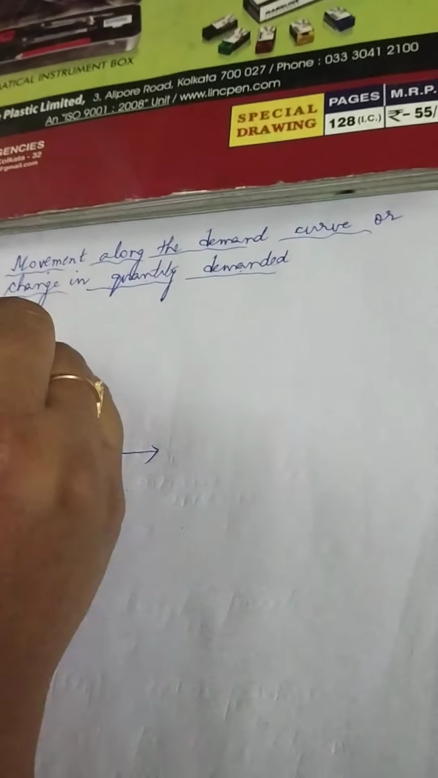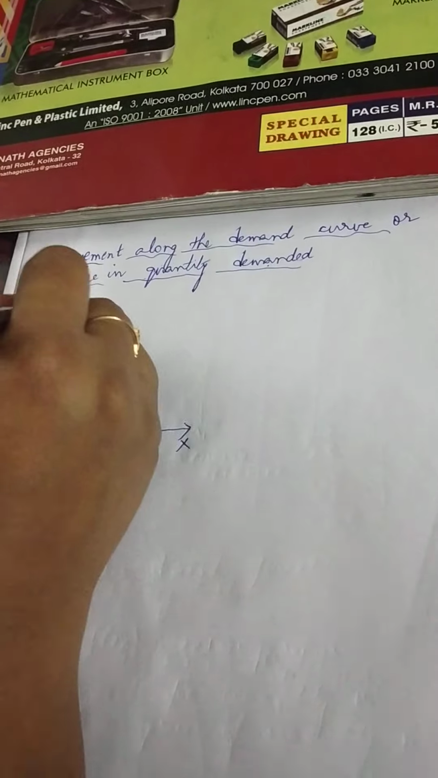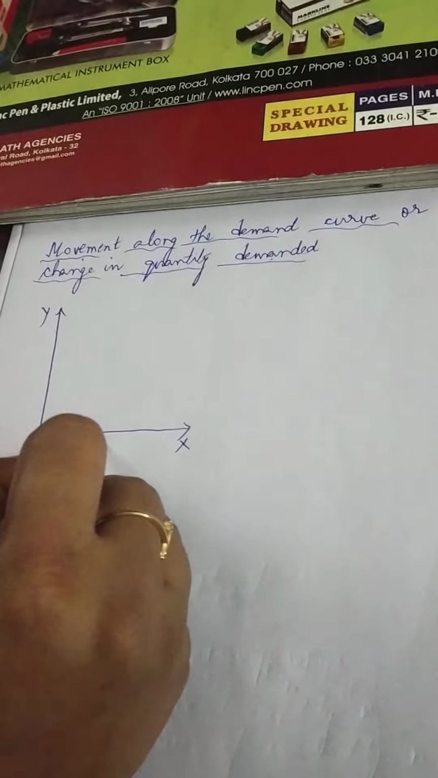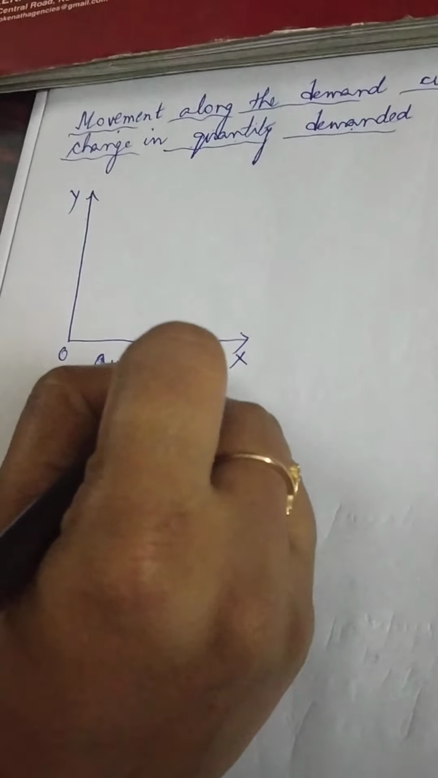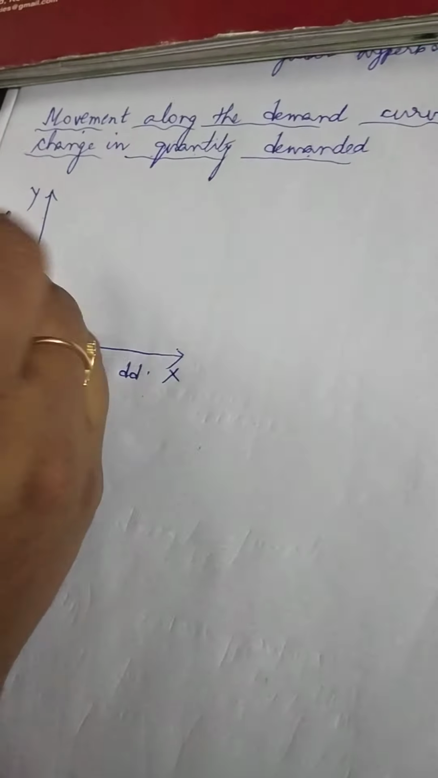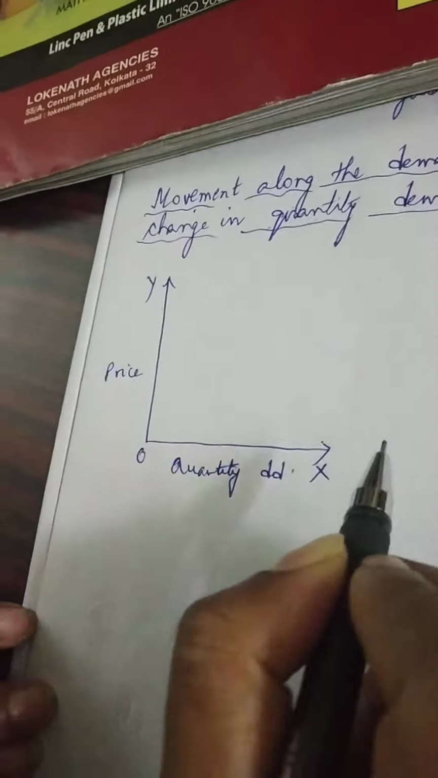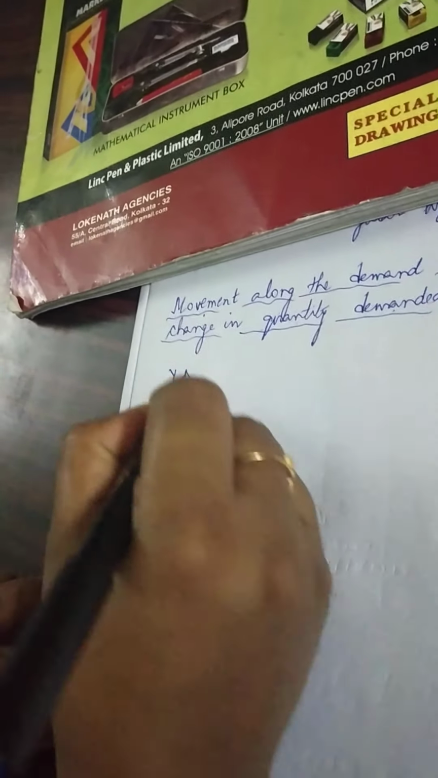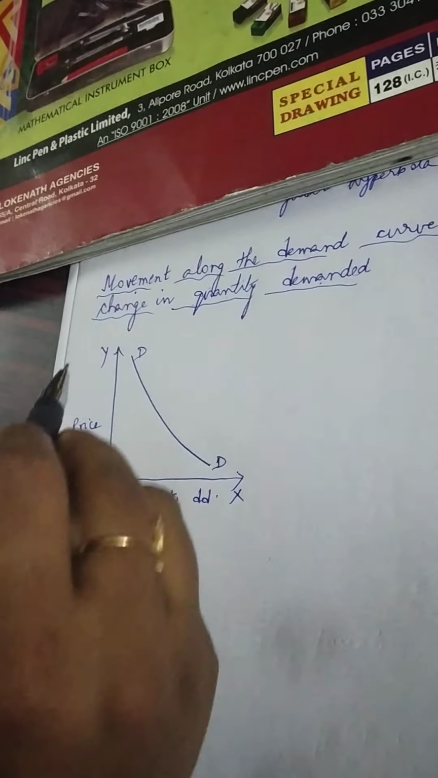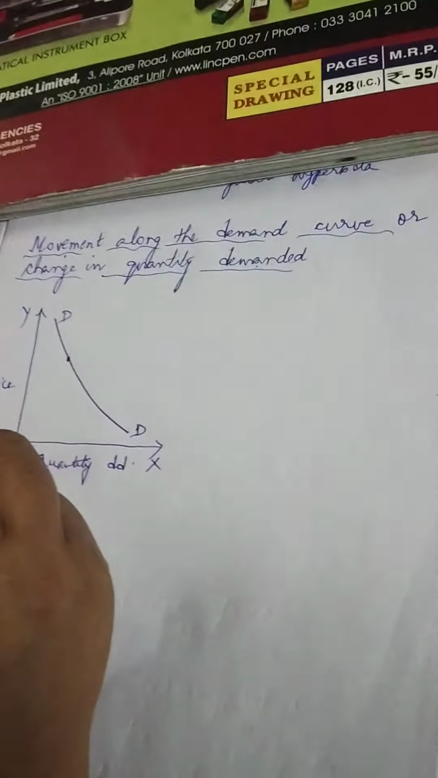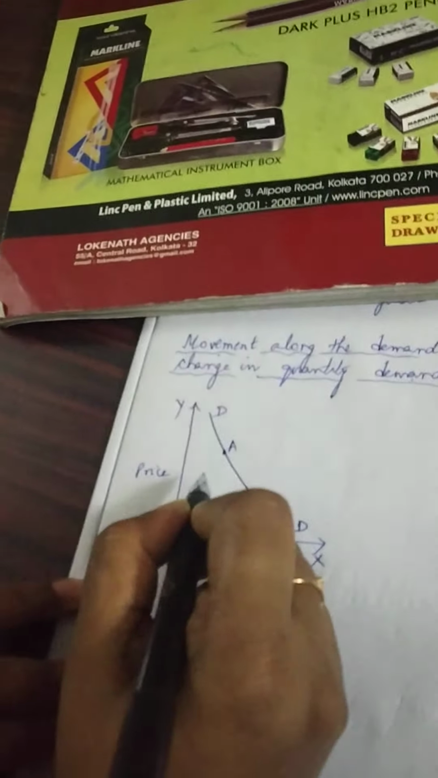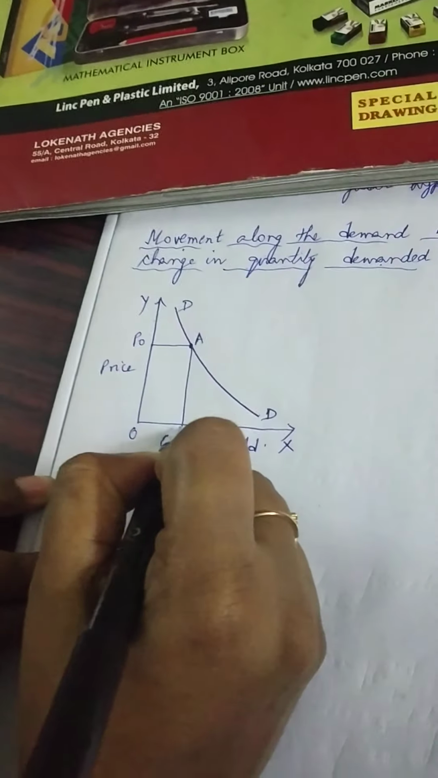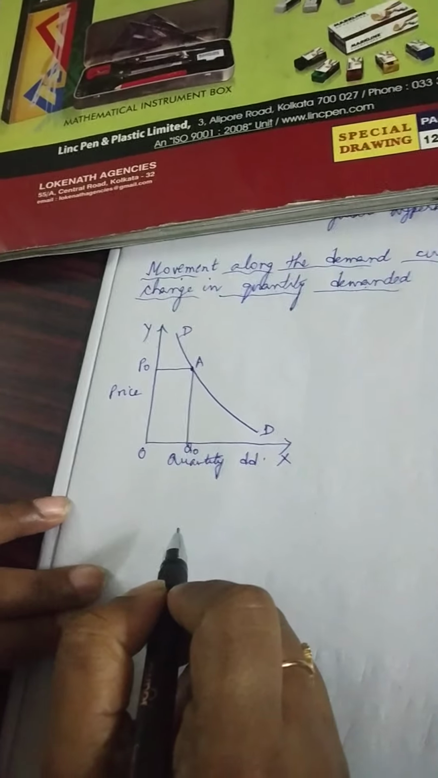So see, here I take x-axis, y-axis, origin, quantity demanded, and here I take price. As we know that the demand curve is always downward sloping, say DD. Now, let me take an initial point, say A, where price is P0 and quantity demanded is Q0.